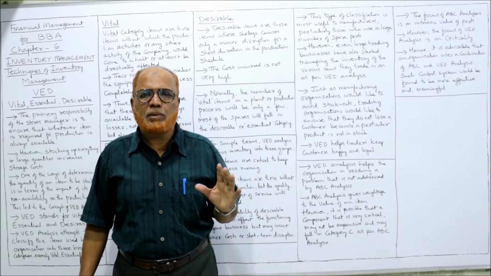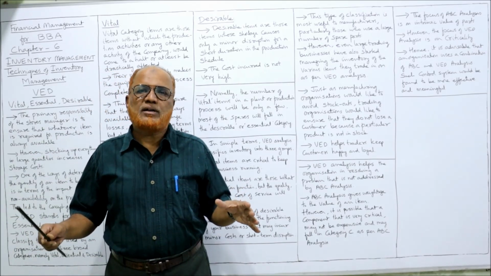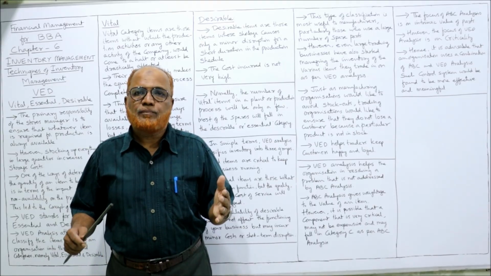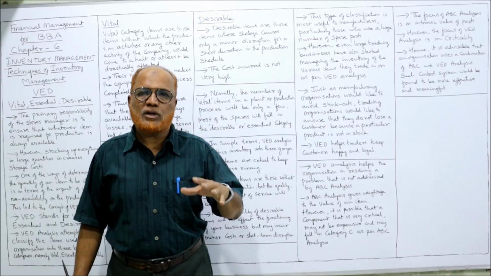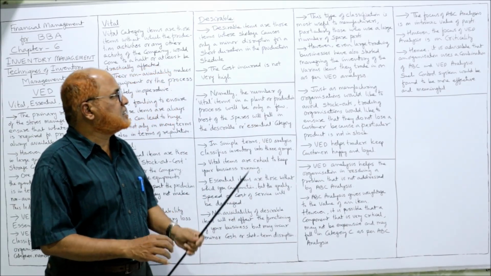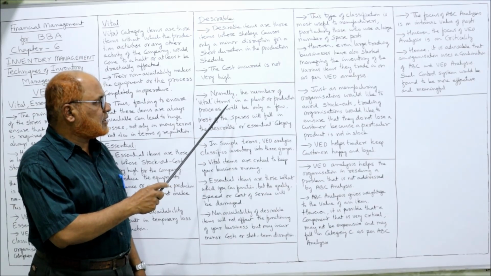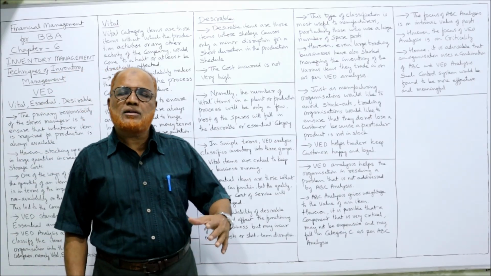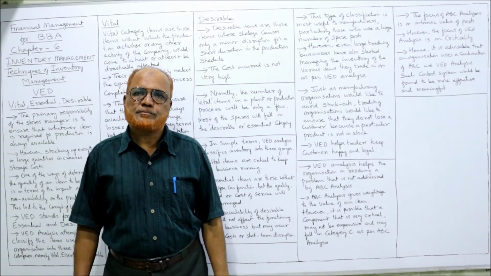Very small loss may be incurred. So overall, all the items are divided into very, very important, that is vital items, somewhat important, that is essential, and least important. Important but least important is desirable. So normally the number of vital items in terms of plant or production process will be only a few.